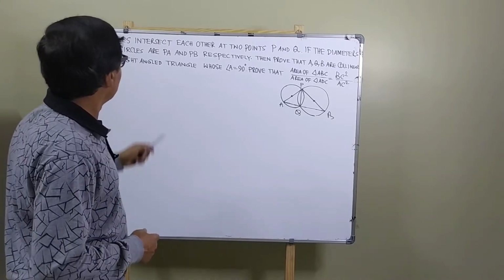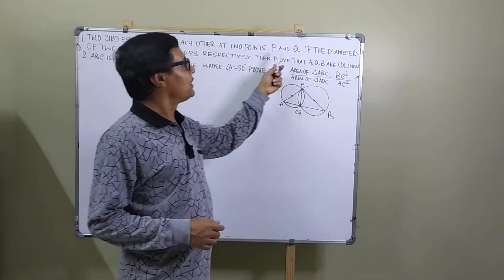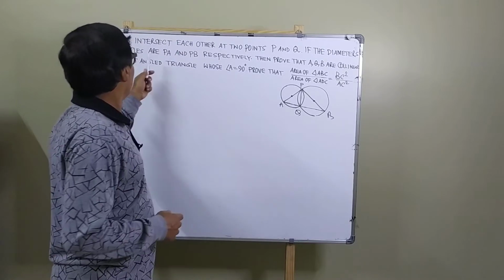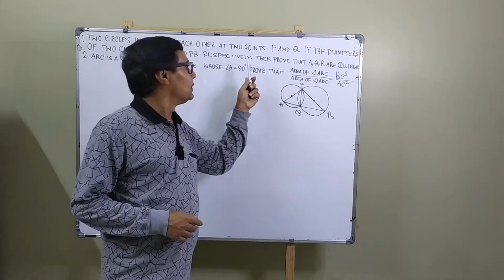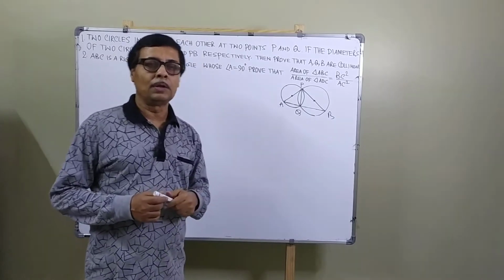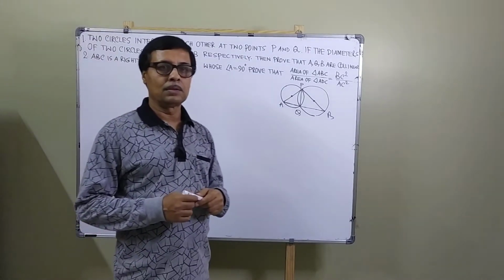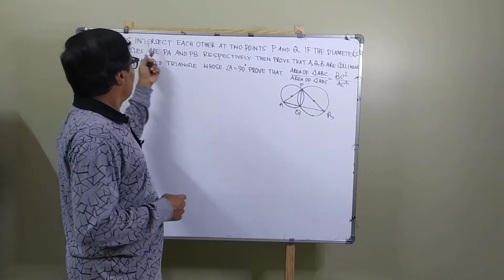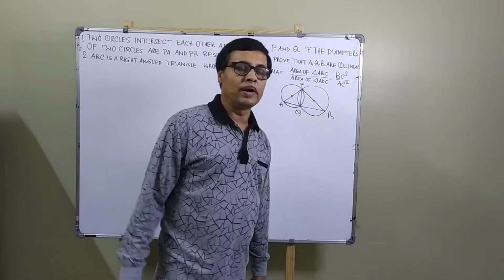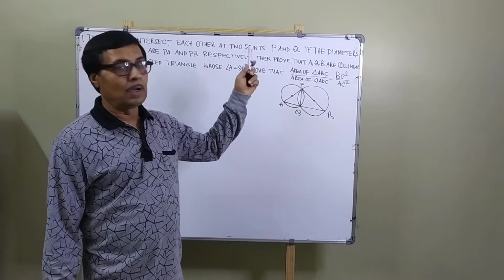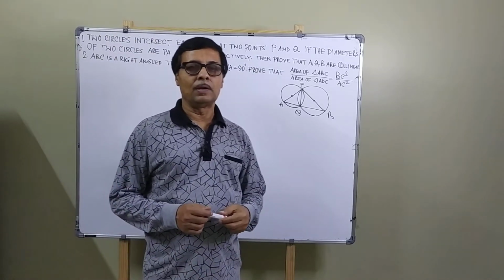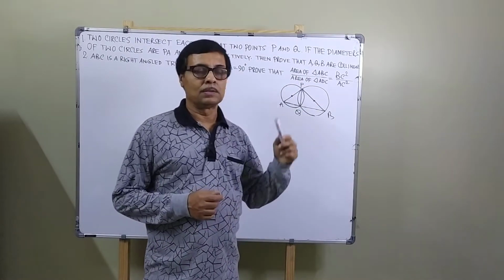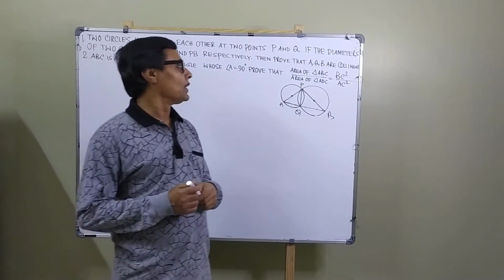The first problem is: two circles intersect each other at two points P and Q. If the diameters of these two circles are PA and PB respectively, then prove that A, Q, B are collinear, that is, they lie in the same straight line. Is it clear? Two circles intersect each other at two points P and Q. If the diameters of these two circles are PA and PB, we have to prove that A, Q, B are collinear, that is, they lie in the same straight line.